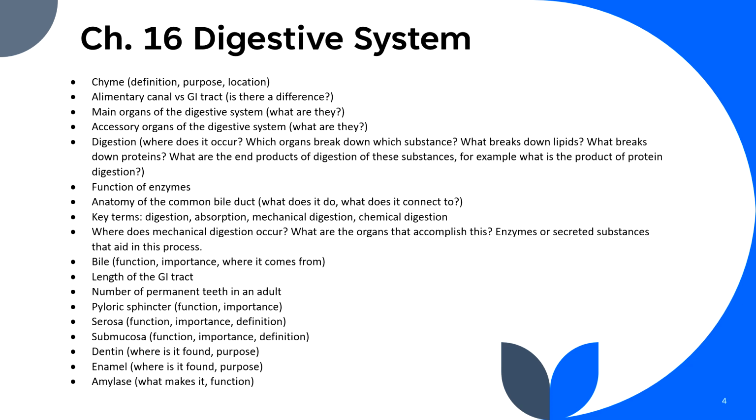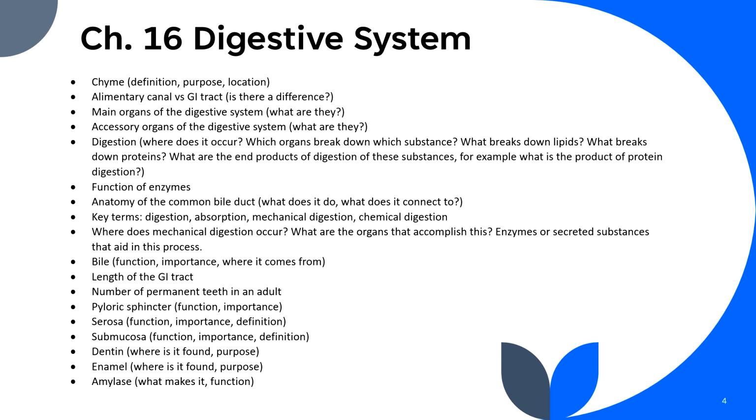The number of permanent teeth in an adult. We can see this on page 366. By the time a young adult is somewhere between 17 and 24 years old, a full set of 32 permanent teeth is generally present. 32 permanent teeth. Pyloric sphincter we already talked about.